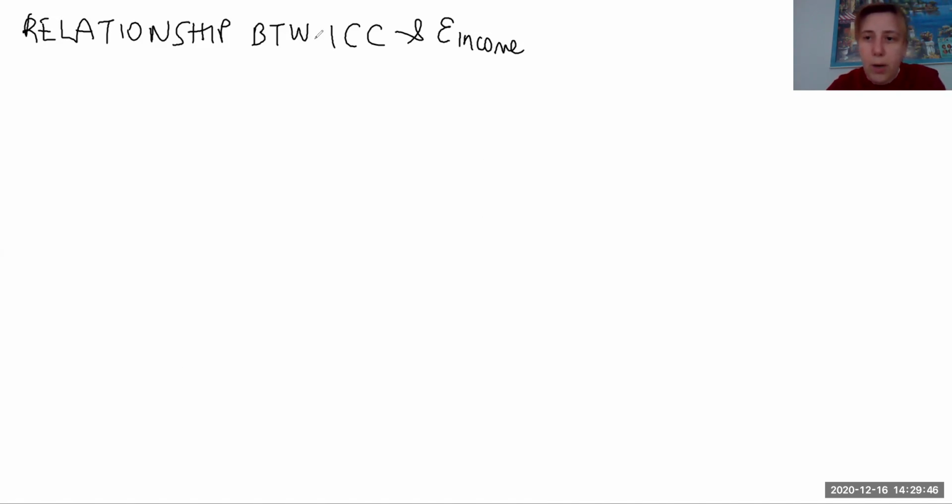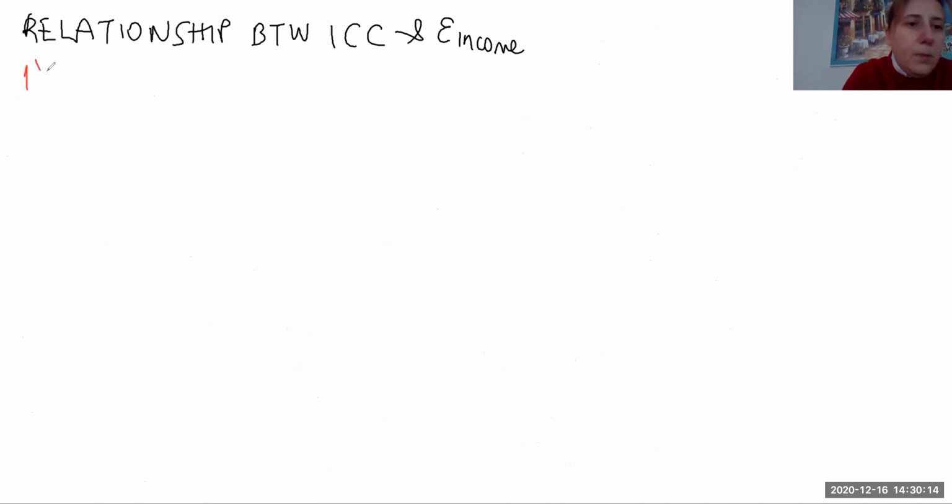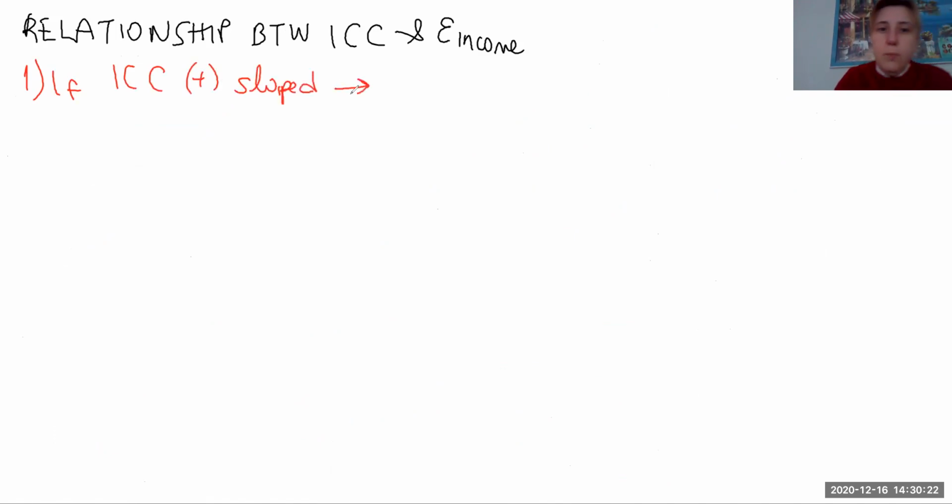Actually, we have already talked about the positive slope income consumption curve, so I will not write it here again, but the first one that we can say about this relationship: if the income consumption curve is positively sloped, then both X and Y are normal goods, which means that the income elasticity for good X and the income elasticity for good Y are both positive. So these are normal goods for all income levels.